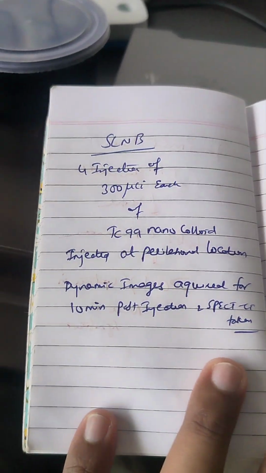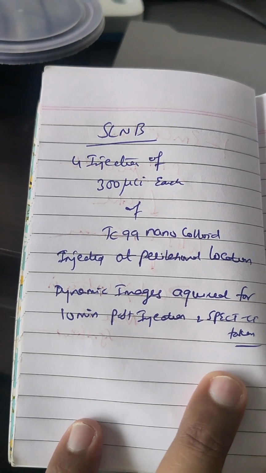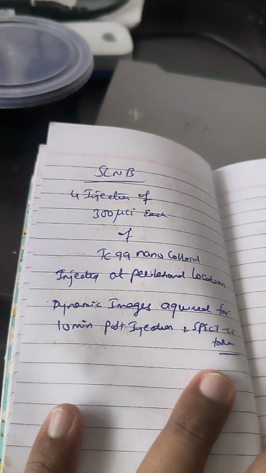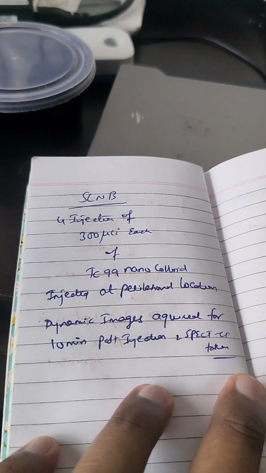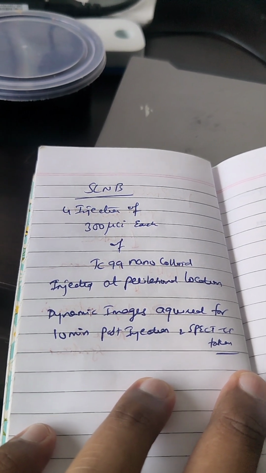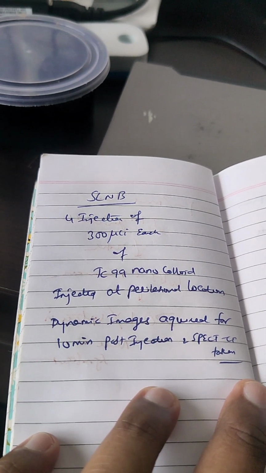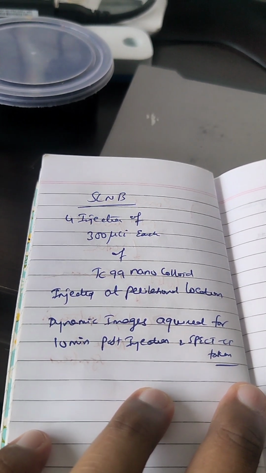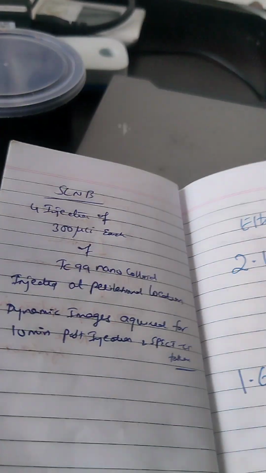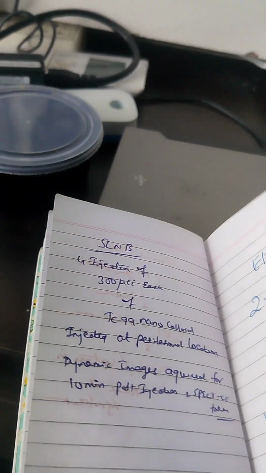So SLNB studies: what we do is we inject the sulfur nanocolloid, 4 injections of 300 millicurie each, total 1200 millicurie, in 4 quadrants of the lesion. That is technetium 99 nanocolloid. After that you acquire 10 minutes to half an hour post injection, you do the dynamic imaging, the planar imaging, and you superimpose with SPECT CT to get the SPECT CT images.